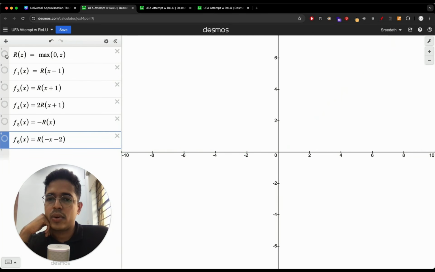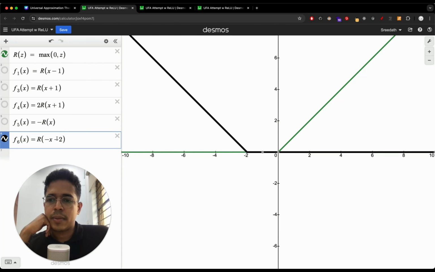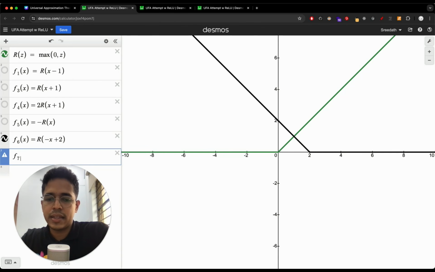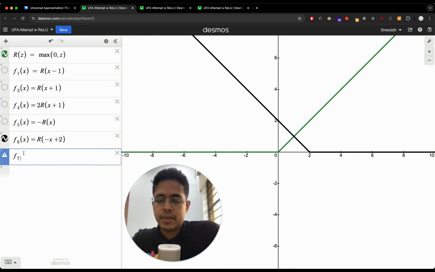Okay, let's take ReLU of x. So this green function is ReLU of x. And let's also take maybe ReLU of minus x plus 2. And what we could do is define a 7th function, f7 of x, equal to f5 of x plus f6 of x. We can see what this looks like.